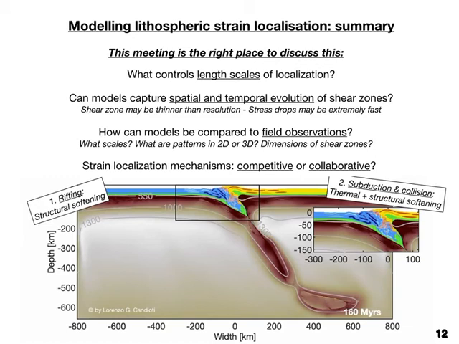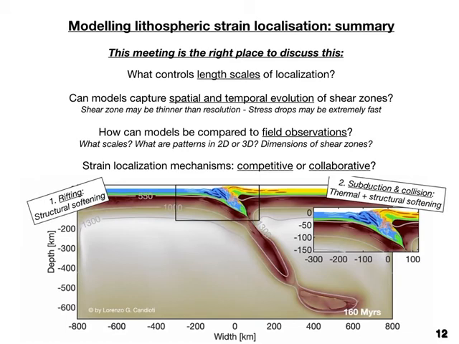How can models be compared to field observations? What scales can be used for comparisons? What are the patterns in 2 or 3D? For example, what is the distribution of grain sizes in shear bands? What are the dimensions of shear bands themselves? These are points to discuss.